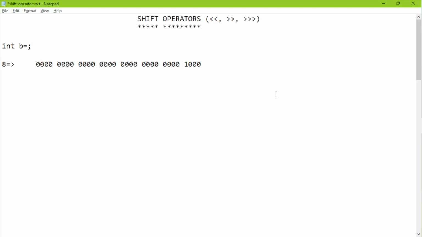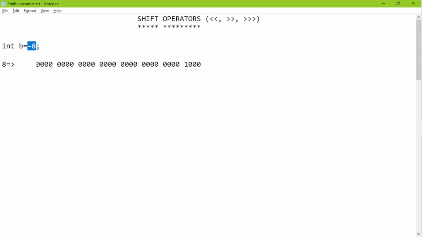Hi, now we are going to apply shift operators on negative numbers. I'm assigning b value as -8. On this -8 we are going to apply the shift operators. First we have to get the binary value for -8.